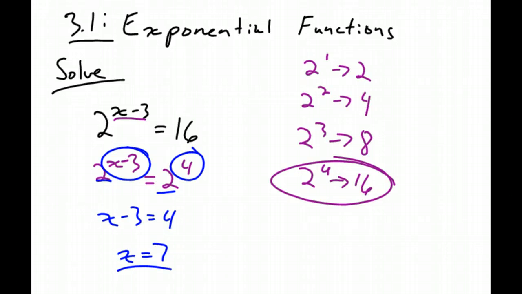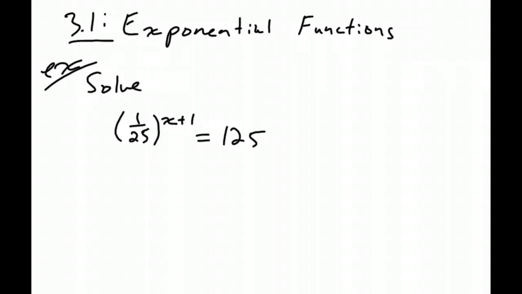Don't believe me? Plug it into your original equation. 2 to the 7 minus 3 is 2 to the 4th, which is 16. So yeah, that thing works out. Buonissimo! Okay, looking at another example. Again, you're going to have to do this stuff without a calculator.